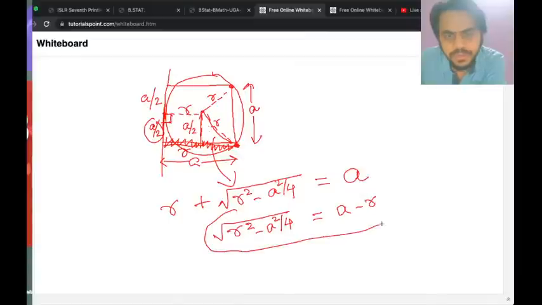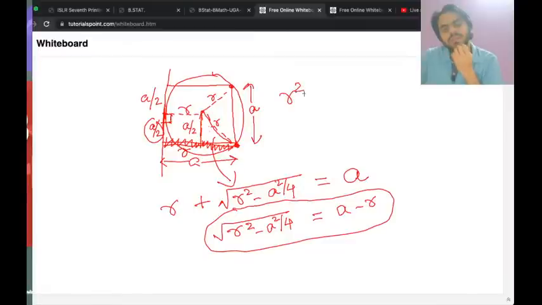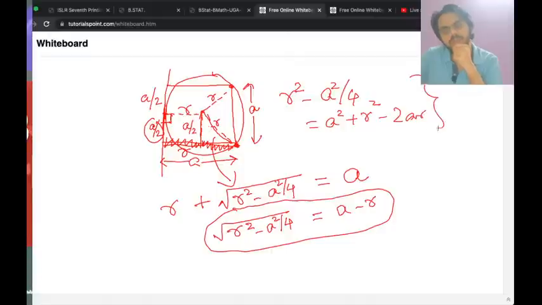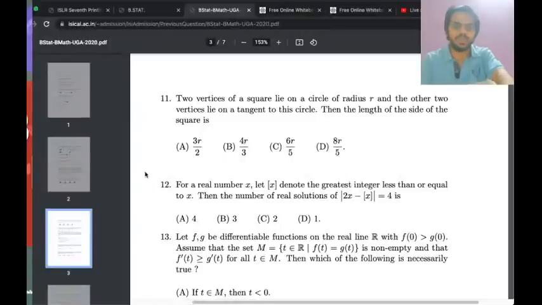Now over here, this is a classic equation which we have found out. If you square this, you will get r square minus a square by 4 is equal to a square plus r square minus 2ar. Now from here you can get the value of a in terms of r. Now there could be smarter ways to solve this question, so I will leave that as an exercise for you to find smarter ways. Let's look at the next question.